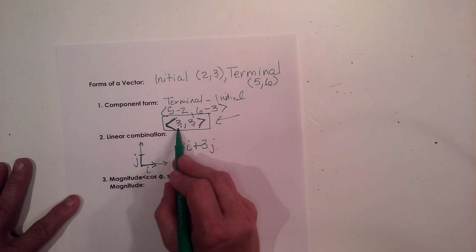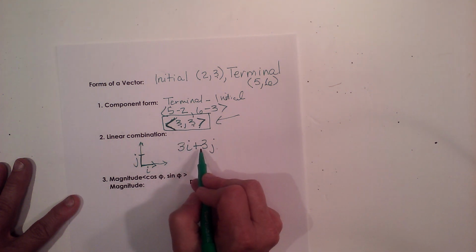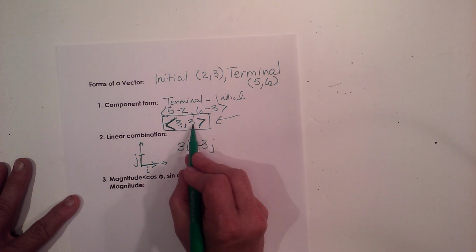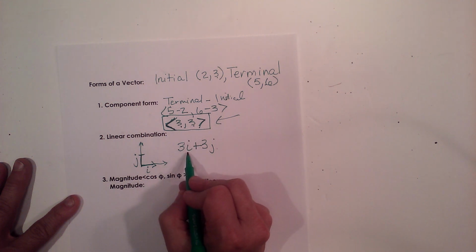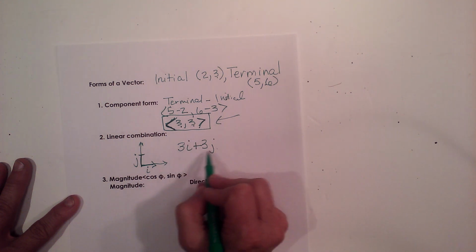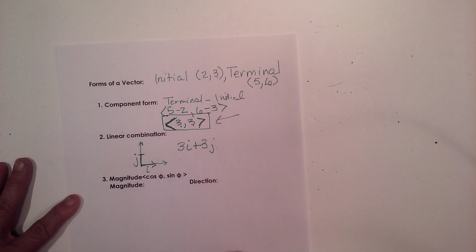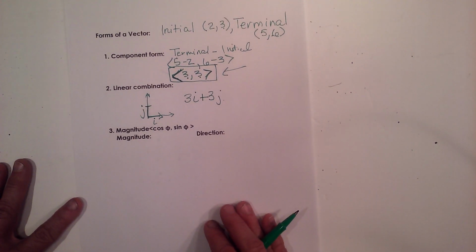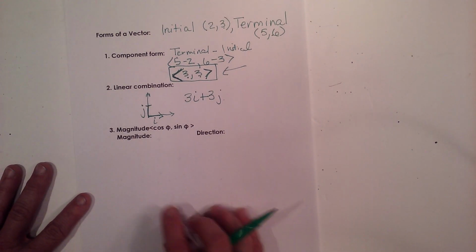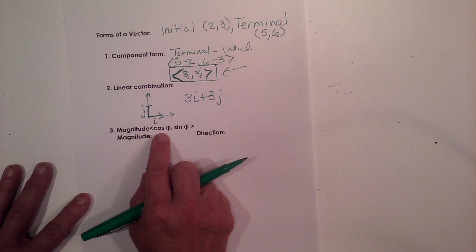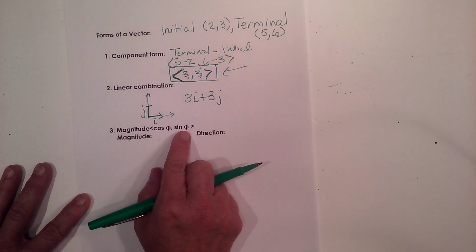Had this been a negative, it would have been negative 3i plus 3j. Had this one been negative, it would have been positive 3i minus 3j. So you're just writing that as a sum or a difference. And the last one is when you take the magnitude and multiply it times the cosine and the sine.